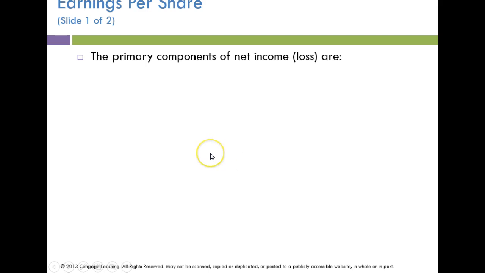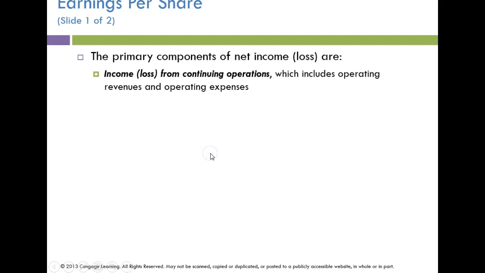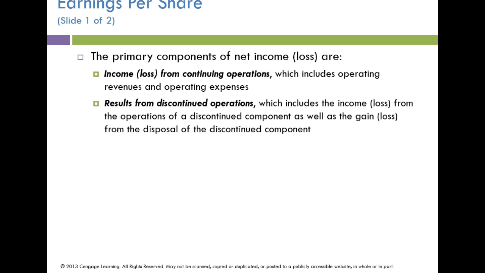The primary components of net income are income from continuing operations. That's the reason we're in business, right? Continuing operations. Results from discontinued operations. You know how when we create a financial statement, those operations that are now ending, we've got to put that on a separate line item. Don't freak out. We'll go over it, okay?